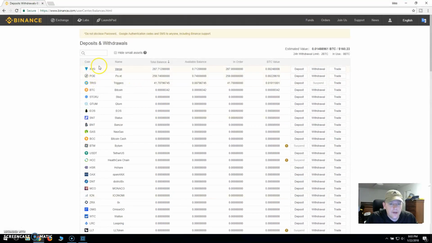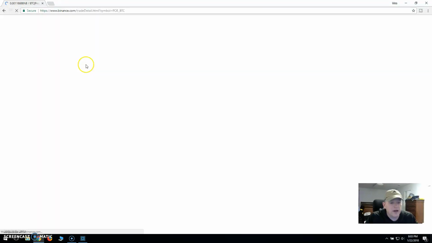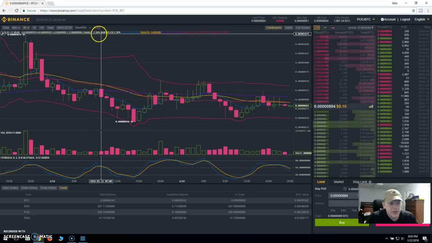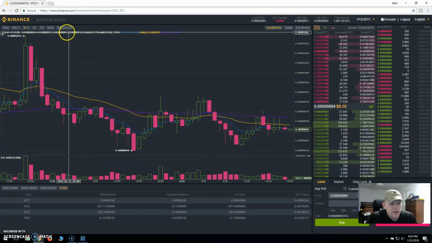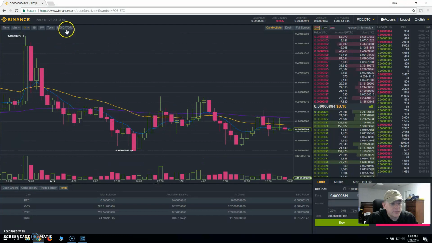Once you get some money to work with in the Binance platform, you go to the exchange. You can play with the basic or the advanced. I prefer the advanced. I like how it looks, and I like the different indicators that you can use. Up here, you can get rid of your indicators and just have a regular chart.